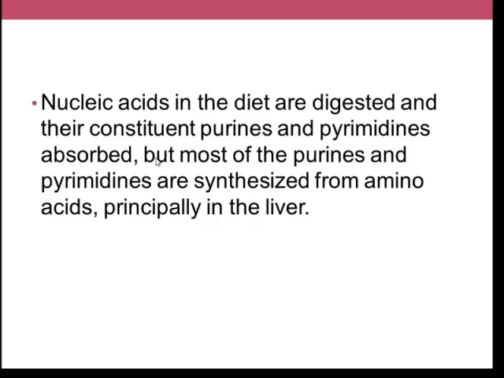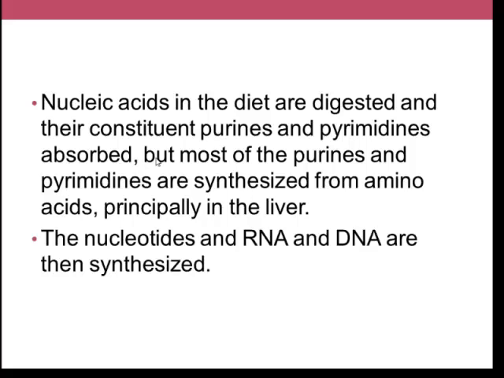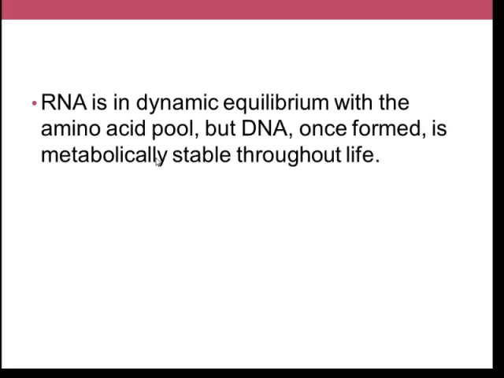Nucleic acids in diet are digested and their constituents, purines and pyrimidines, absorbed, but most of the purines and pyrimidines are synthesized from amino acids, principally in the liver. The nucleotides and the RNA and DNA are then synthesized. RNA is in dynamic equilibrium with the amino acid pool in your body, but DNA, once formed, is metabolically stable throughout life. So this is a big and very important difference between RNA and DNA.